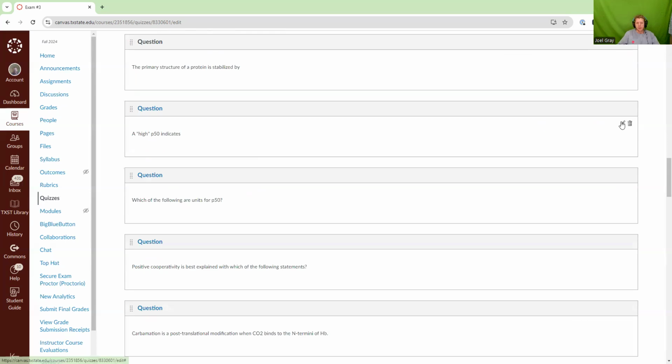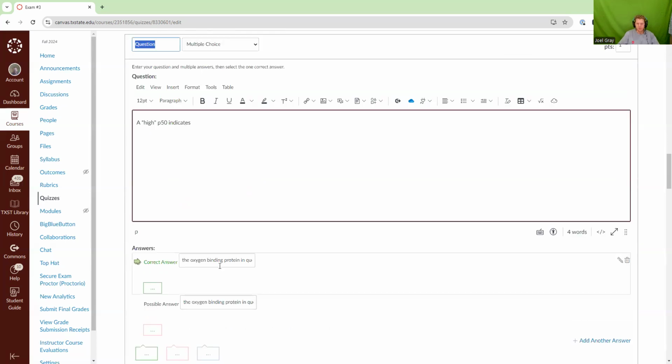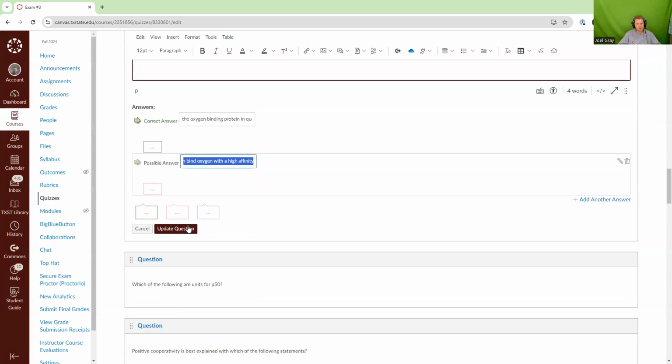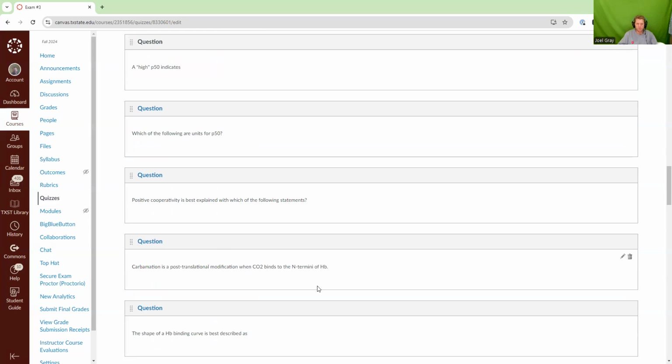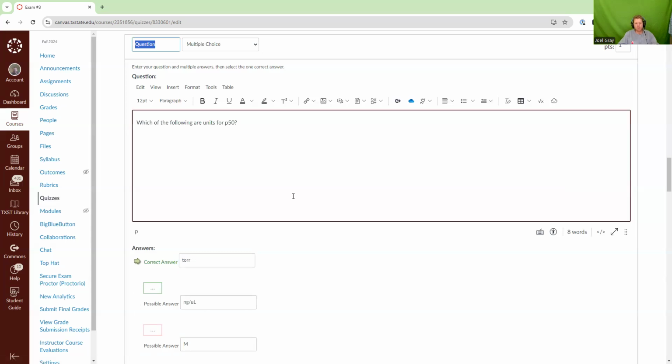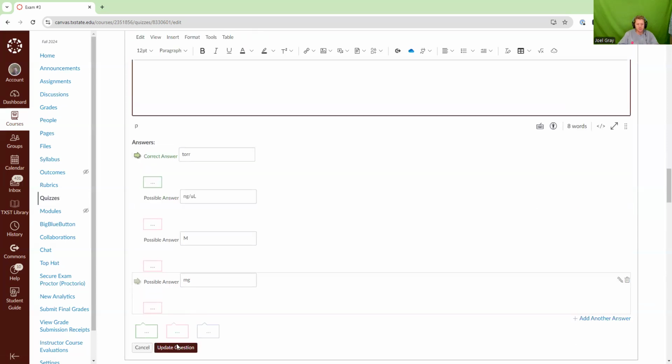Next is a high P50 indicates the oxygen binding protein in question can bind oxygen with a low affinity. That's correct. These are inversely related. High P50, low affinity, low P50, high affinity. And just to make sure that I don't have duplicates of the same answer, that is correct. Okay, so update that question. Which of the following are units for P50? Torr, torricelli. That's one of the ways that you can measure the partial pressure of a gas. So I'm going to click update question.